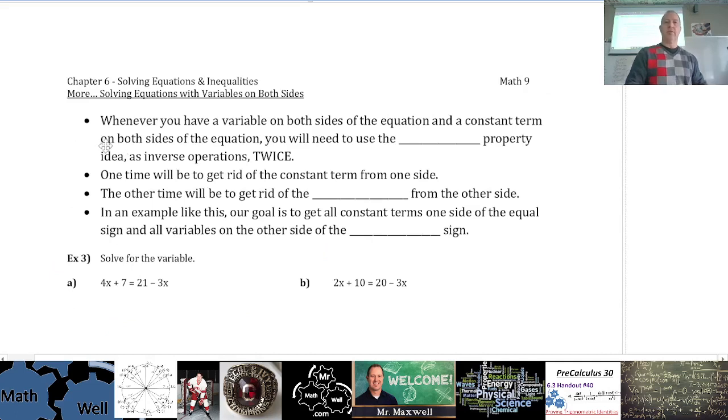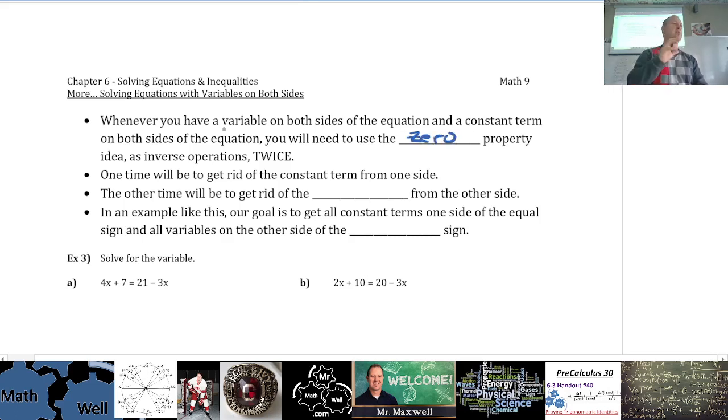All right, more solving equations with variables on both sides. Whenever you have a variable on both sides of the equation and a constant term on both sides of the equation, you will need to use the... Well, actually, technically this is going to be a 0. You're going to need to use the 0 property. Now, what I'll show you.